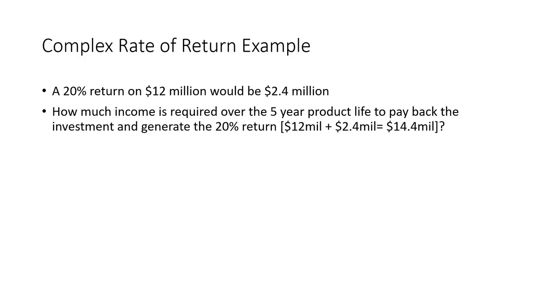Well, first of all, a 20% return on $12 million would be $2.4 million. And so we know that over the 5-year product life of this product, we're going to have to pay back the investment and generate the 20% return, which means we need to pay back the $12 million investment, generate the return of $2.4 million, which means the income stream we're looking at has to be $14.4 million.